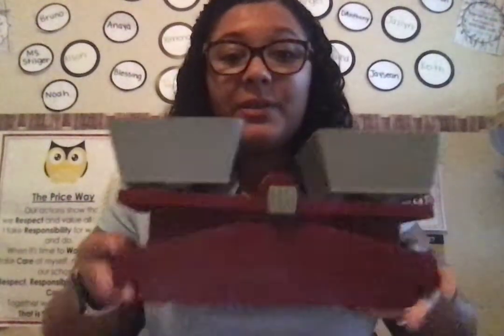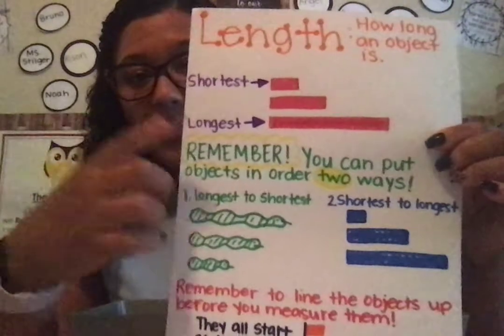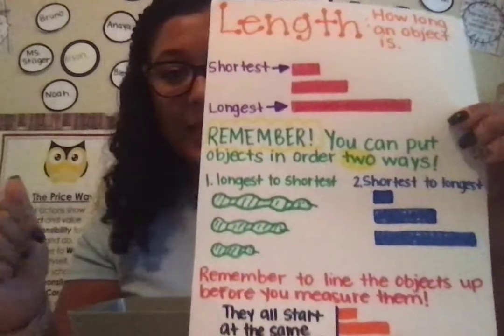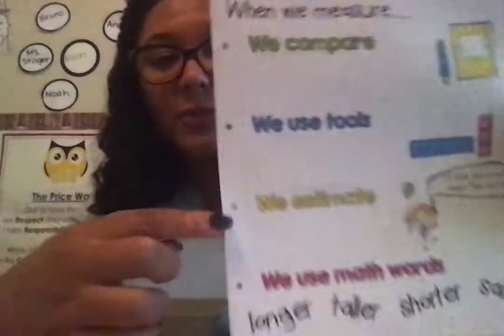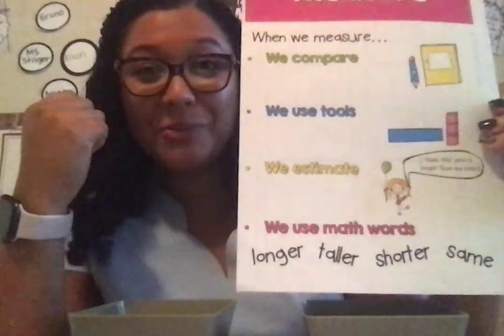Good. So we can use this tool, okay? So this is a balance, okay? And this is a tool that we can use for weight, to see how much something weighs. All right. Well, today we talked about weight, how heavy something is. And we also talked about length. Short, long, the same, right? And then we used a tool today and compared objects in order to find our measurements.